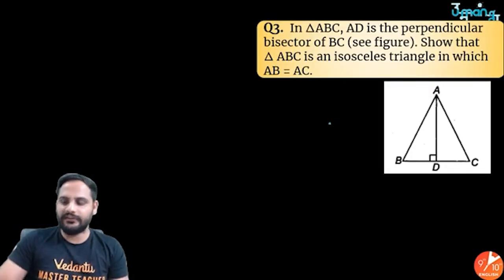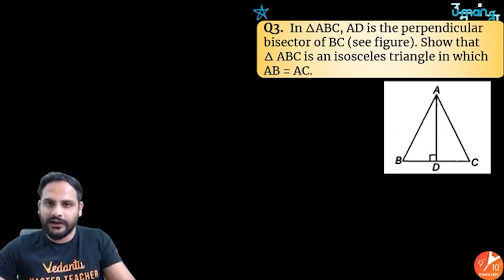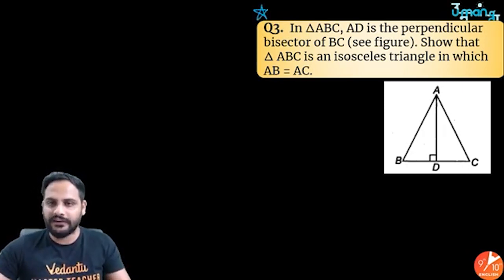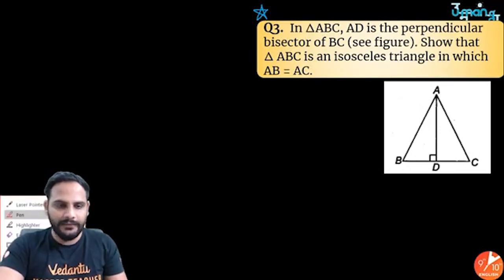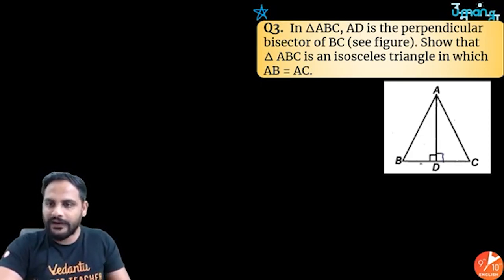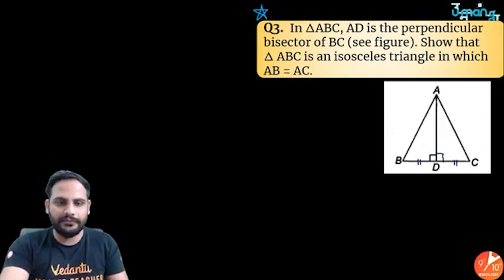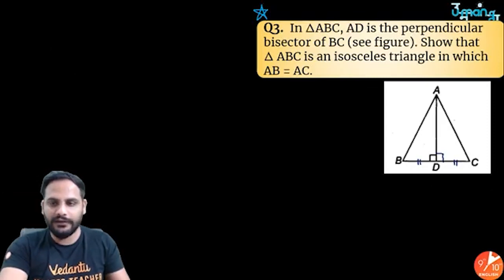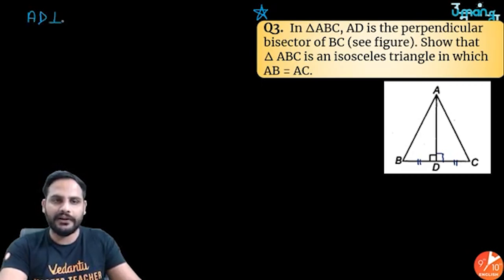Next question is this. This is a very important question. In triangle ABC, AD is the perpendicular bisector of BC. What is the meaning of perpendicular bisector? The meaning of perpendicular bisector is that this line AD is perpendicular to BC, as well as it is dividing it into two parts, so BD is equal to DC. So if I am saying that AD is the perpendicular bisector of BC, it means that AD is perpendicular to BC, and also BD is equal to CD.